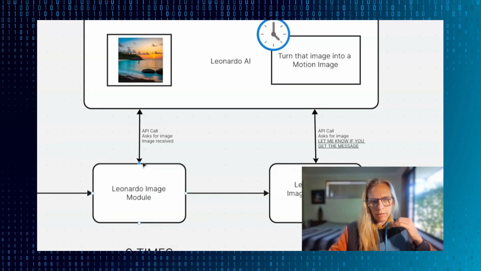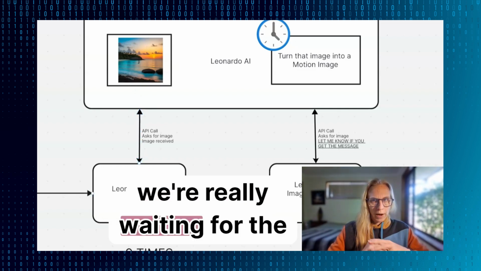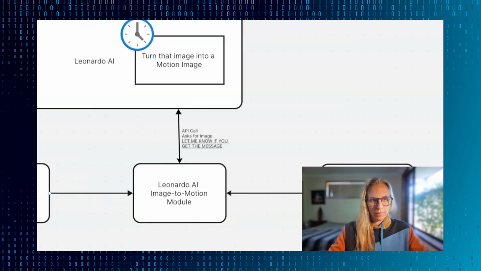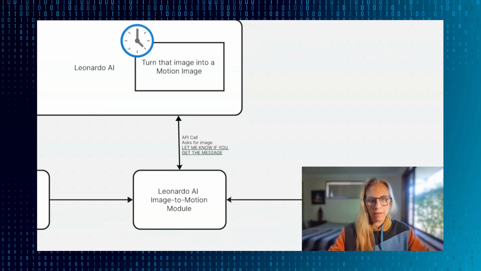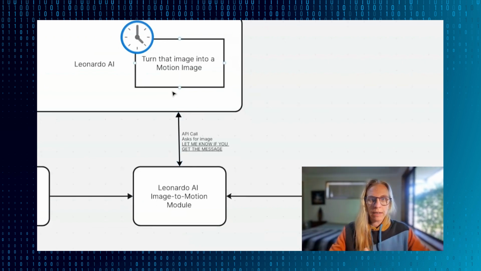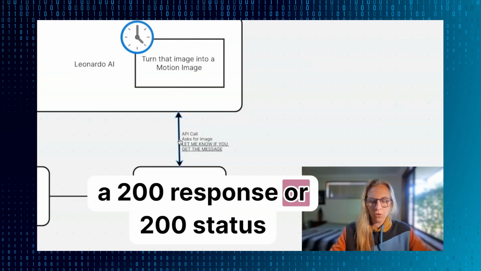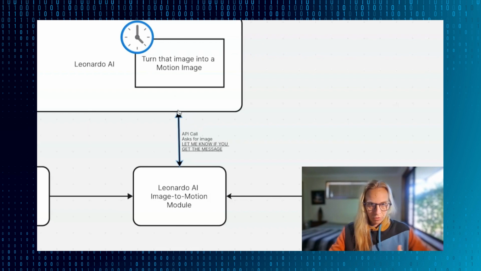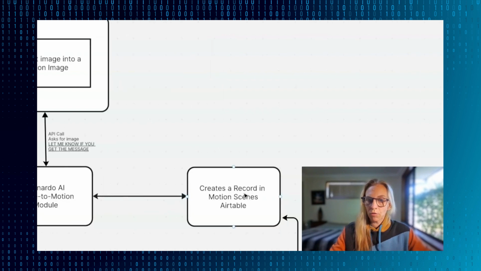What's going to happen is it's sending a message saying, please create this image. So we do receive an image back, but we're really waiting for the motion file. Once the image is received, this Leonardo AI motion module is triggered. We get the information about this image and we say, please turn that into a motion image. It takes a while. All we're wanting is for Leonardo to say whether it got the message. So we're just waiting for what's called a 200 response or 200 status. Once that is returned, this module is done with and it sends a create record request to Airtable.